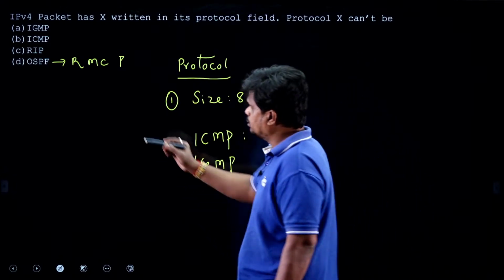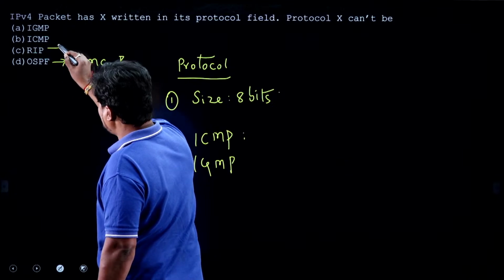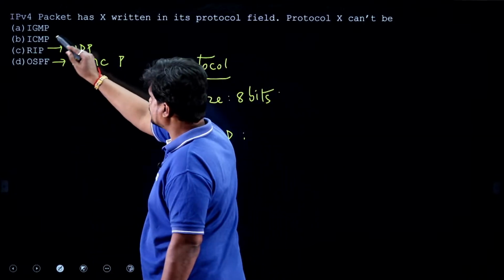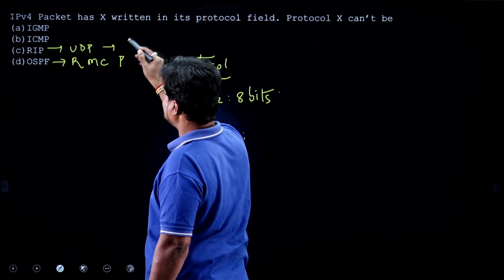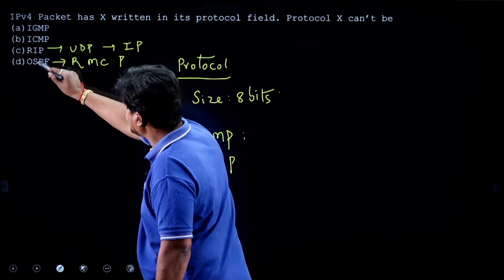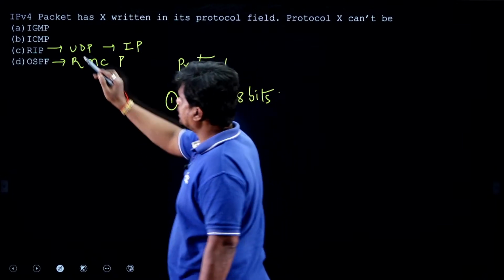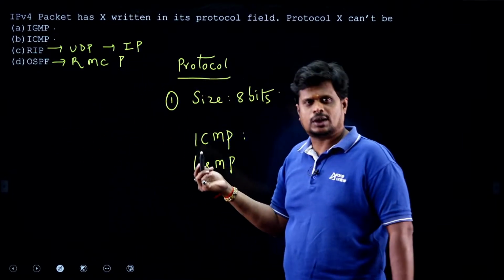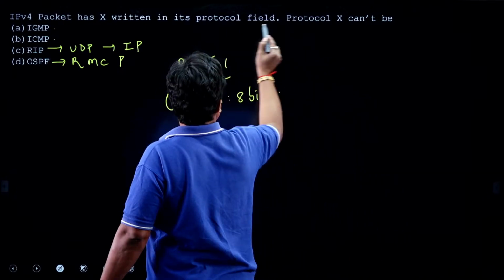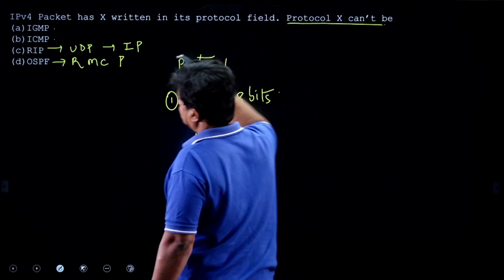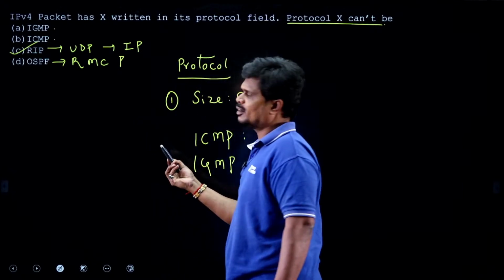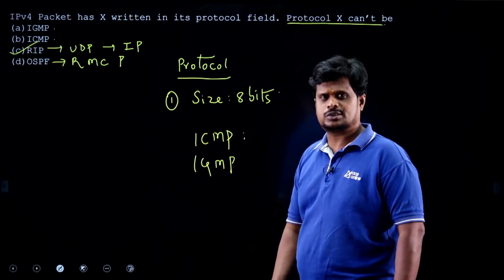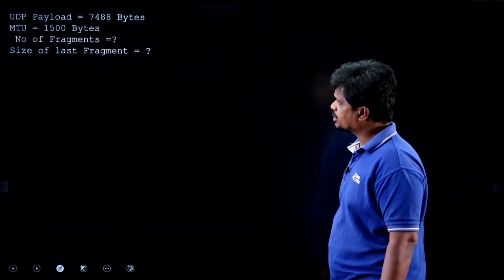But when it comes to RIP, it is encapsulating into UDP, but not IP, right? So RIP is encapsulating into UDP, and this UDP is encapsulating into IP. But RIP is not directly encapsulating into IP. But IGMP, ICMP, and OSPF, these are encapsulating into IP. Hence, the protocol X can't be what? The RIP. RIP is not encapsulating into IP. Hence, the answer for this question is option C, right? So let's move to the next question.